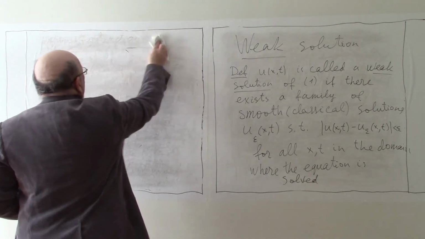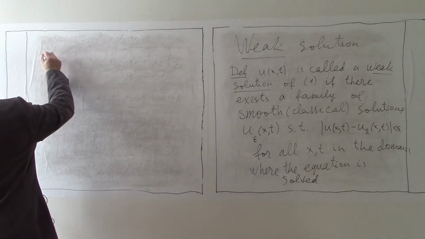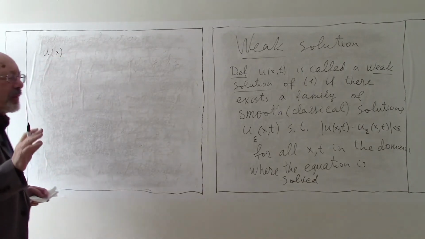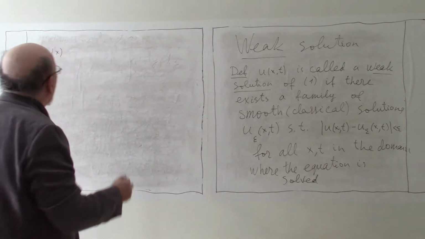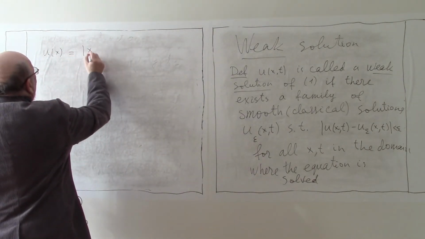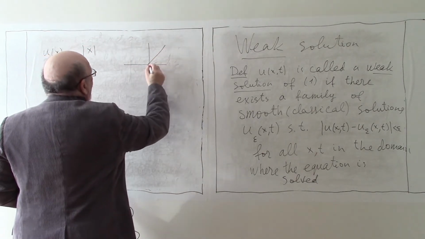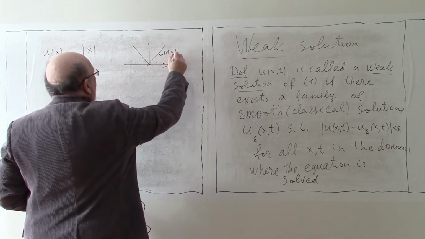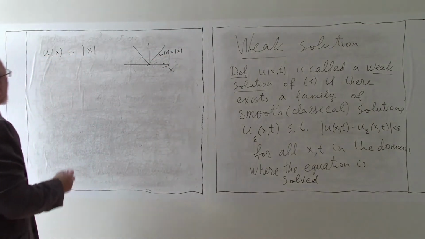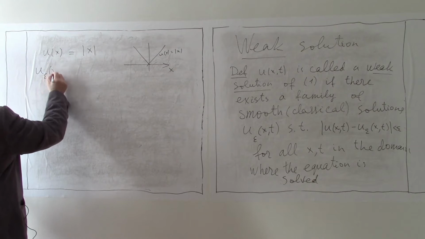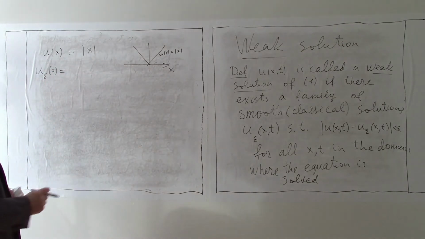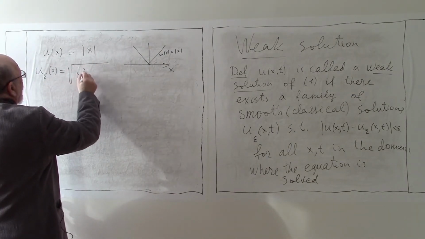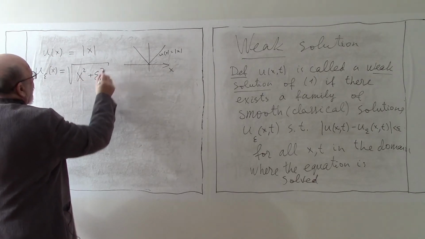I wanted to isolate this one point. So suppose our function u of x, let me forget for a moment about the t, equals, say, modulus x. U of x equals modulus x. This is the graph. And let us consider the function u epsilon of x, equal to the square root of x squared plus epsilon squared.